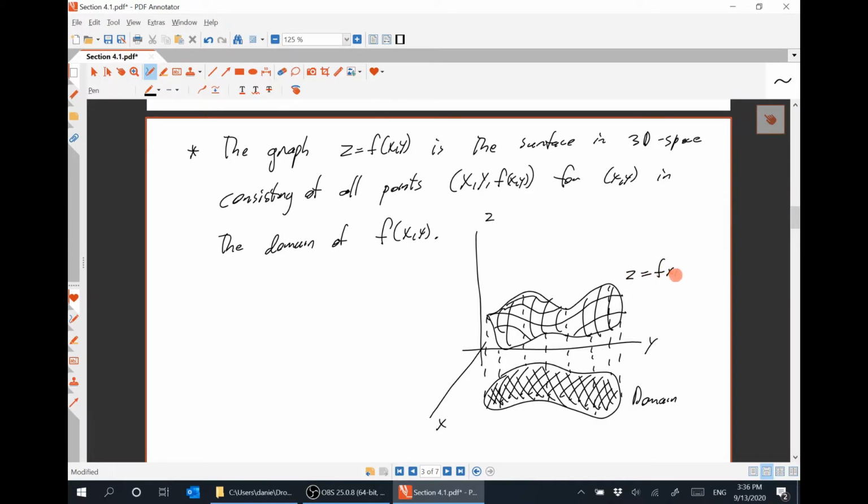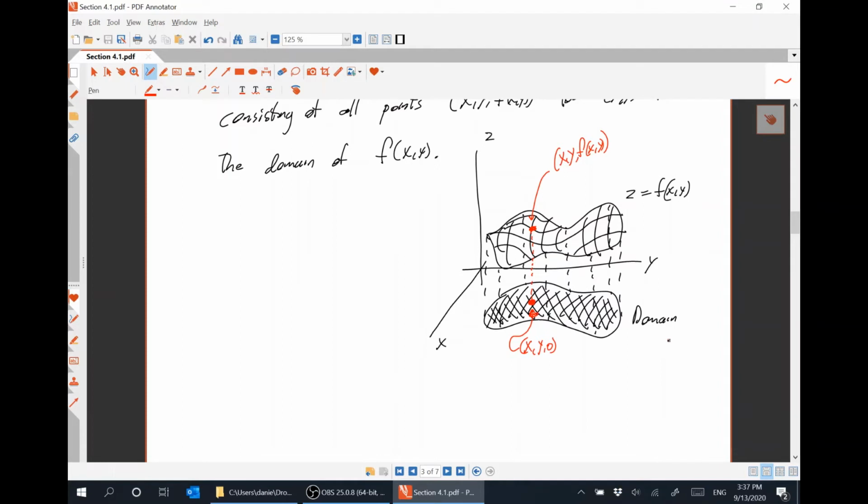So this is z equals f(x,y). And if this is a point in the domain, (x, y, 0) is a point in the domain right here, then when you go straight up or down to the surface, this is the point (x, y, f(x,y)) for the z coordinate. And notice this vertical line intersects the surface at most one point, and that's again a property from before. The graph z equals f(x,y) also satisfies the vertical line property.